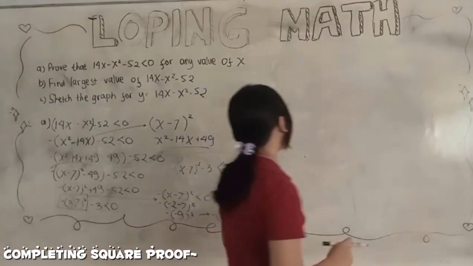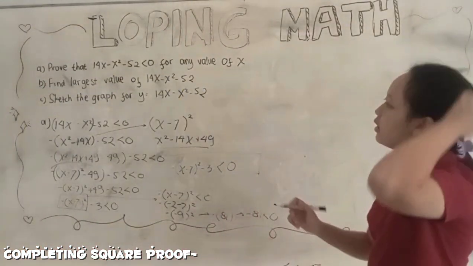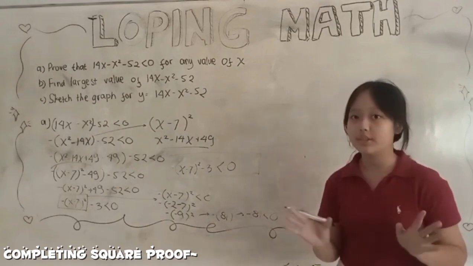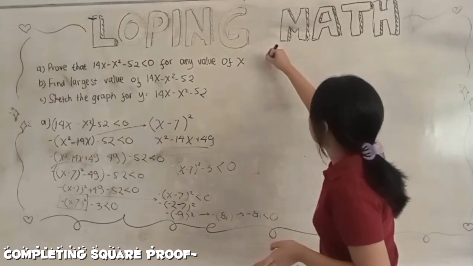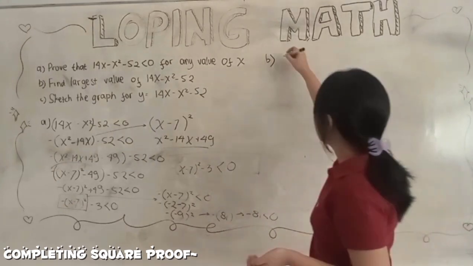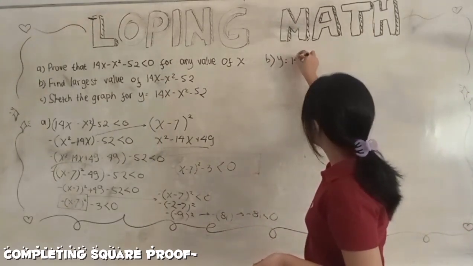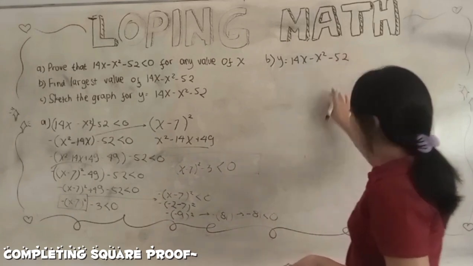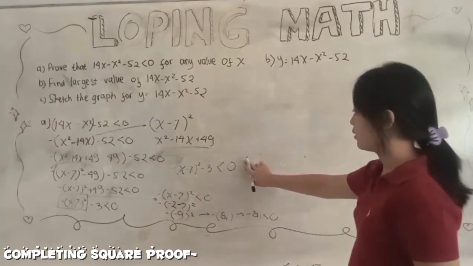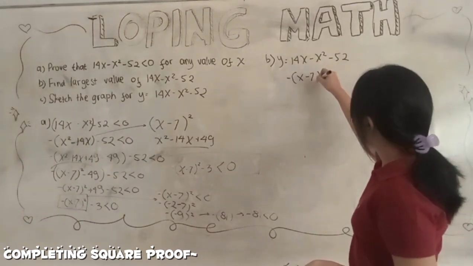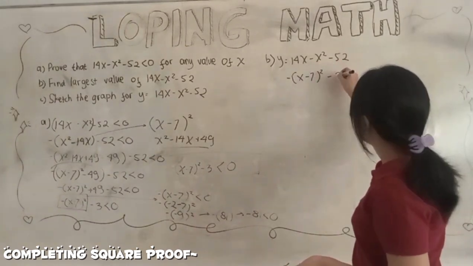Then let us move on into the B section, which is to find the largest value of 14x minus x squared minus 52. So first we rewrite the given equation. So it's actually y equals 14x minus x squared minus 52. But we already simplified this into this, right? It will be minus in bracket x minus 7 squared and then minus 3.